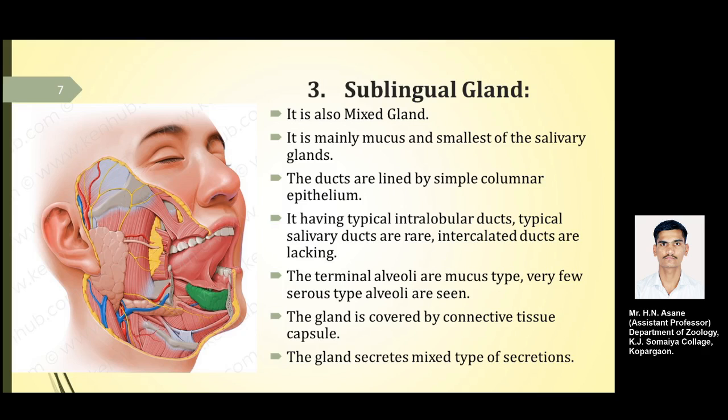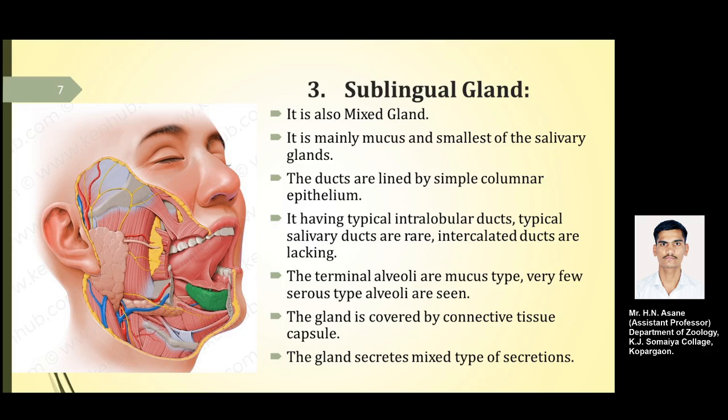The ducts are lined by simple columnar epithelium. It has the typical intralobular ducts, but the typical salivary ducts are rare in this case. The intercalated ducts are lacking here. The terminal alveoli are mucous type. Very few serous alveoli are seen in this type of sublingual gland.